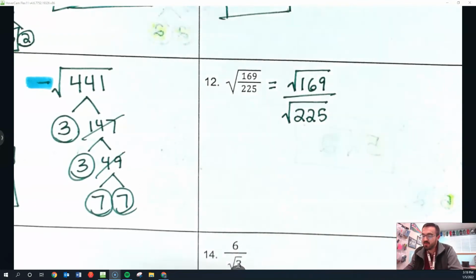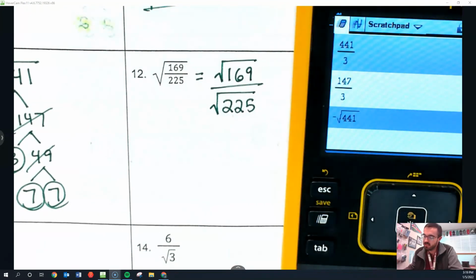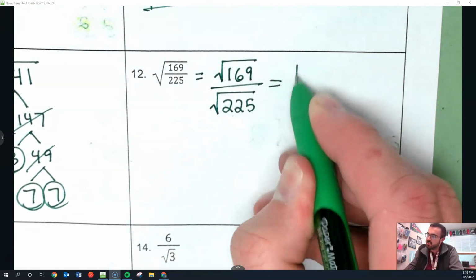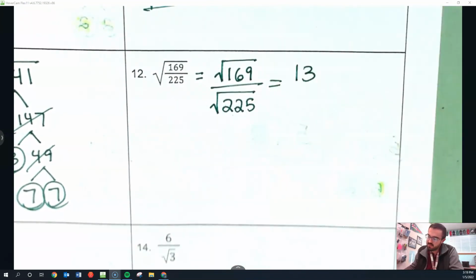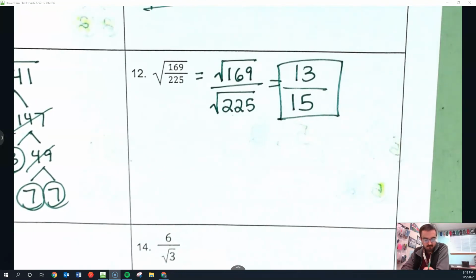These are some big numbers, but if you're good with math, you might already know that these are both perfect squares. So let's take a look. The square root of 169 is actually 13. So this would just simplify to 13 on top. The square root of 225 is 15. So that would simplify to 15 on bottom. Boom. Okay, 13 over 15.